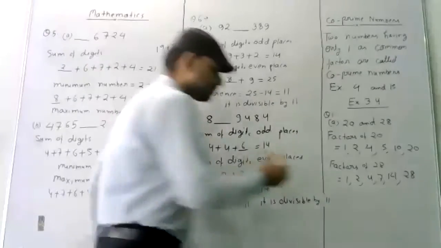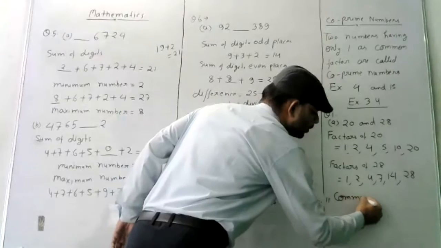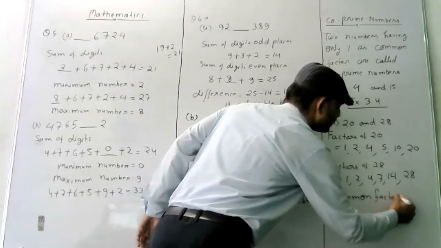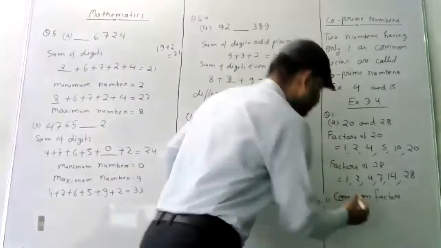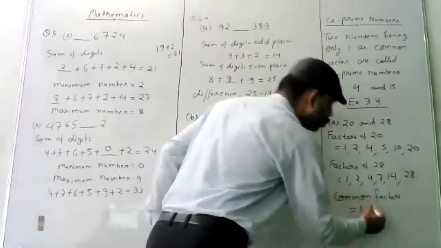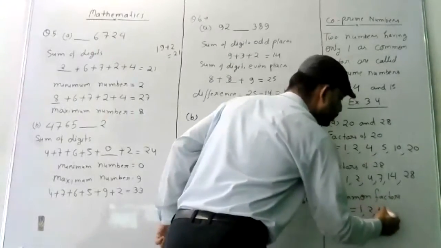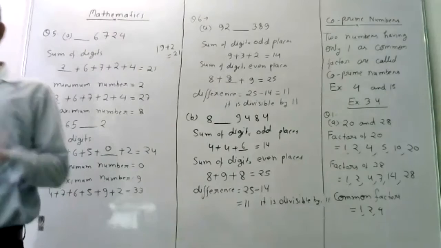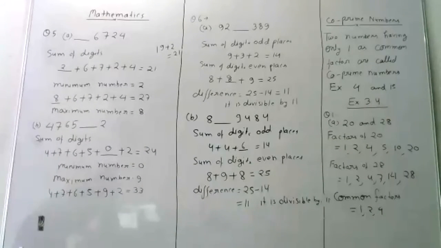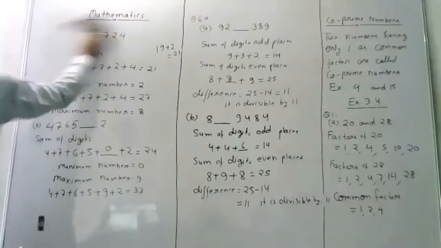So the common factors: the first common factor is 1, the second is 2, the third is 4, and there are no more common factors, only 3 factors are common. Is that clear? Any query, Harsh Kumar? No sir. Now the B portion is your homework, and next, portion C.